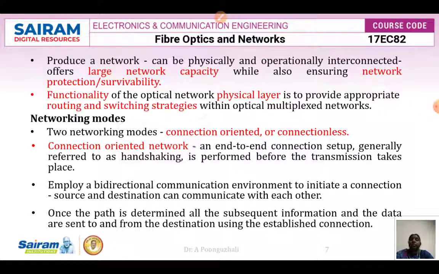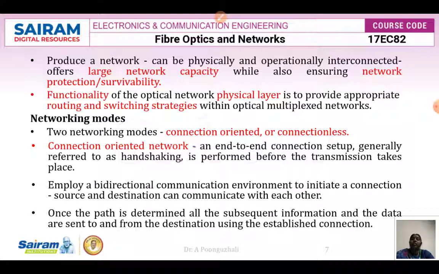To do all this, we need networking modes. There are two types of networking modes: connection oriented and connectionless. Connection oriented, as the name itself tells, means a connection is established between two nodes. An end-to-end connection setup is done, and the transmission of data is done with a process called handshaking, which is performed before the transmission takes place.